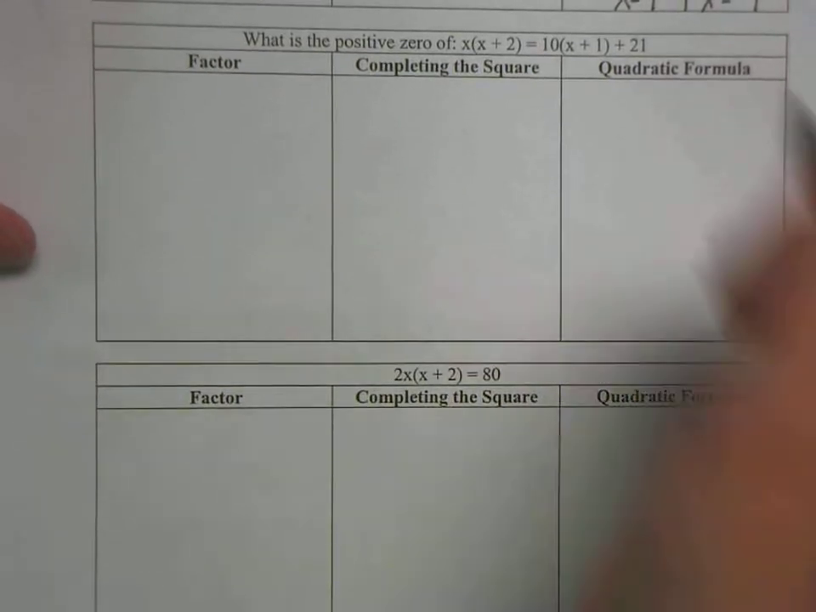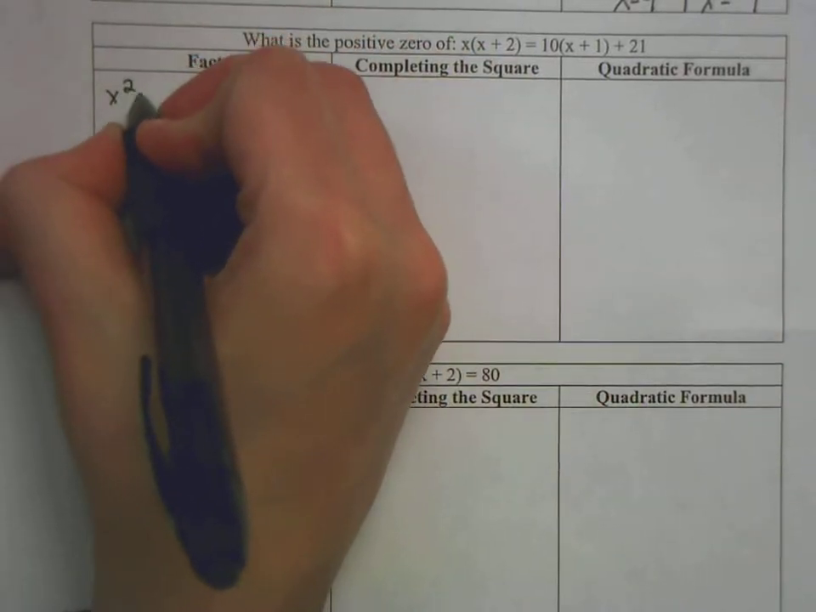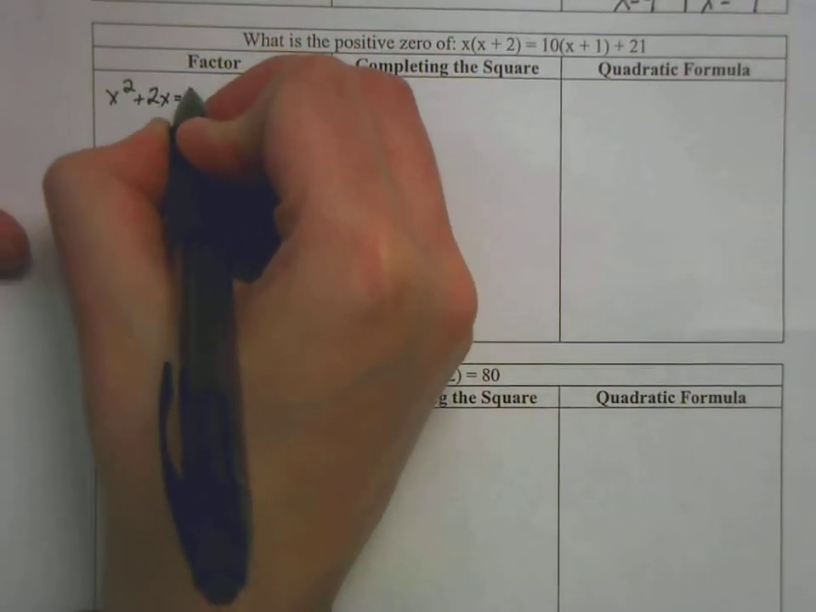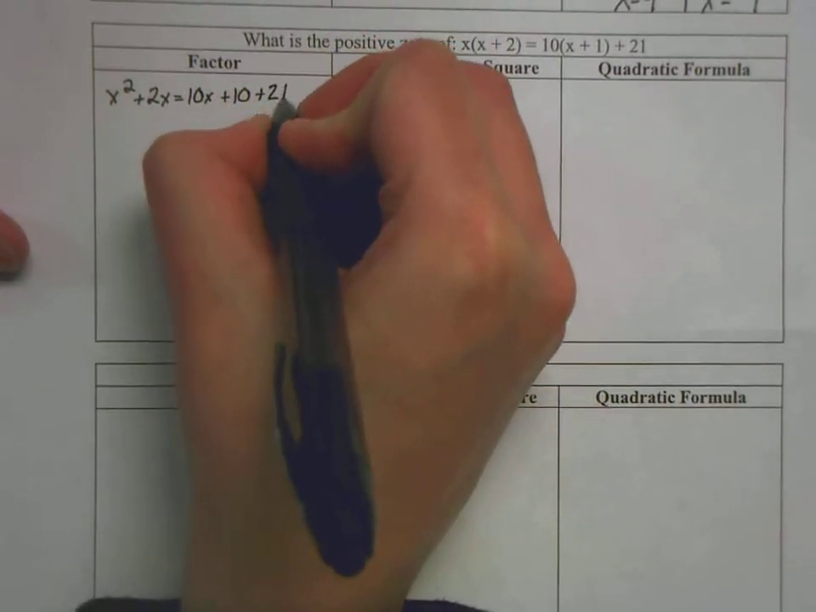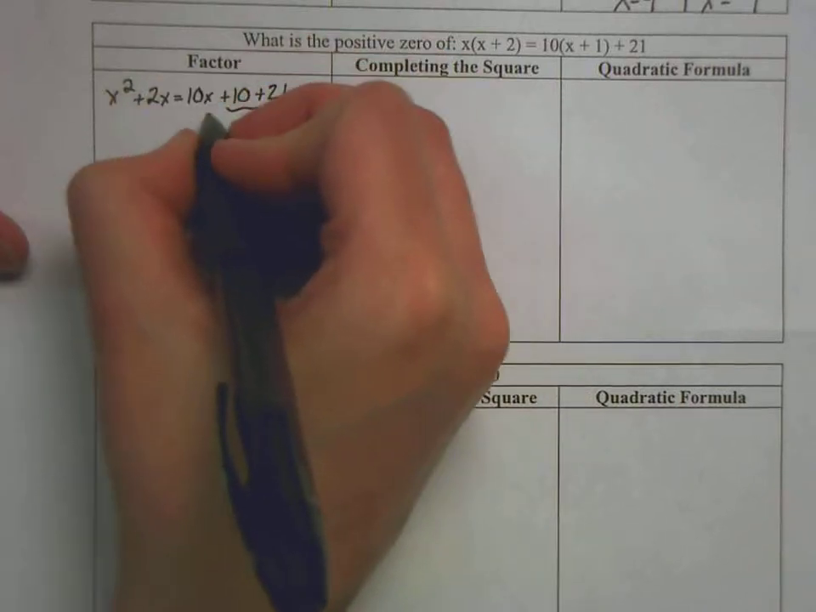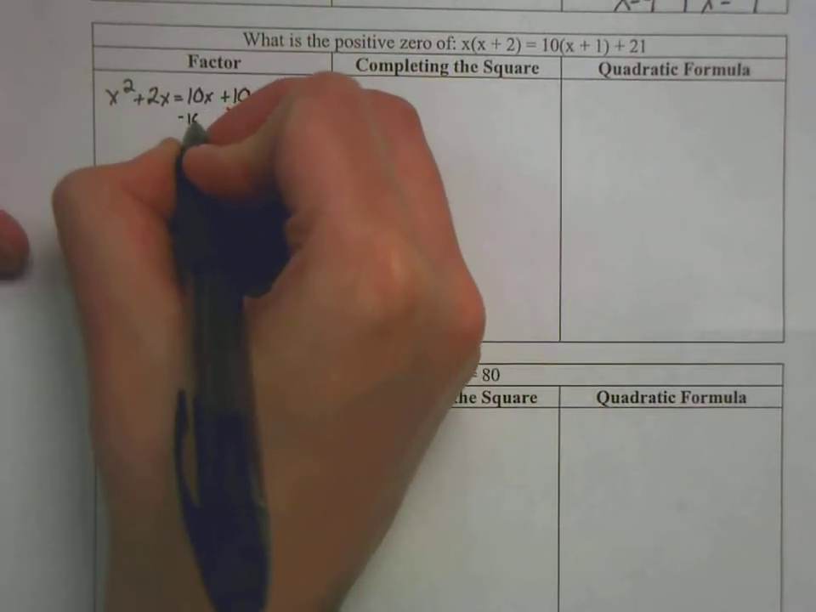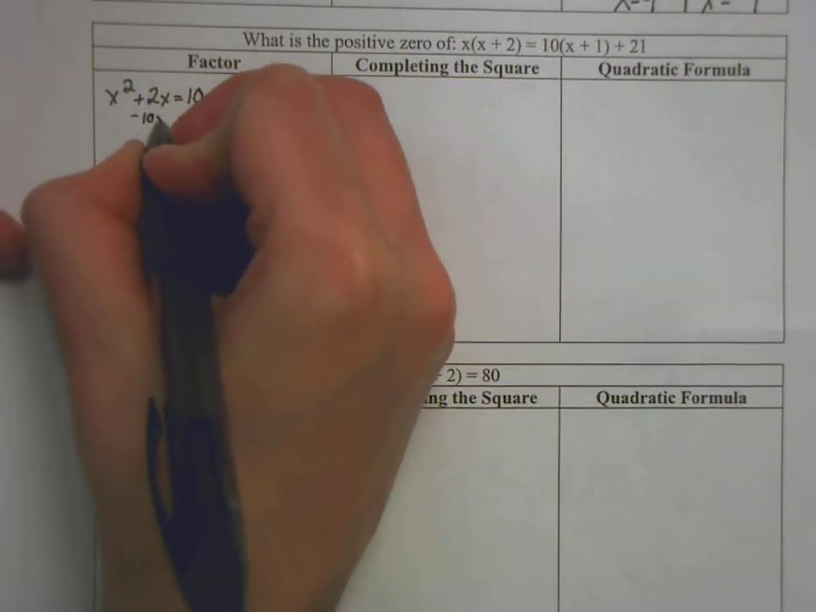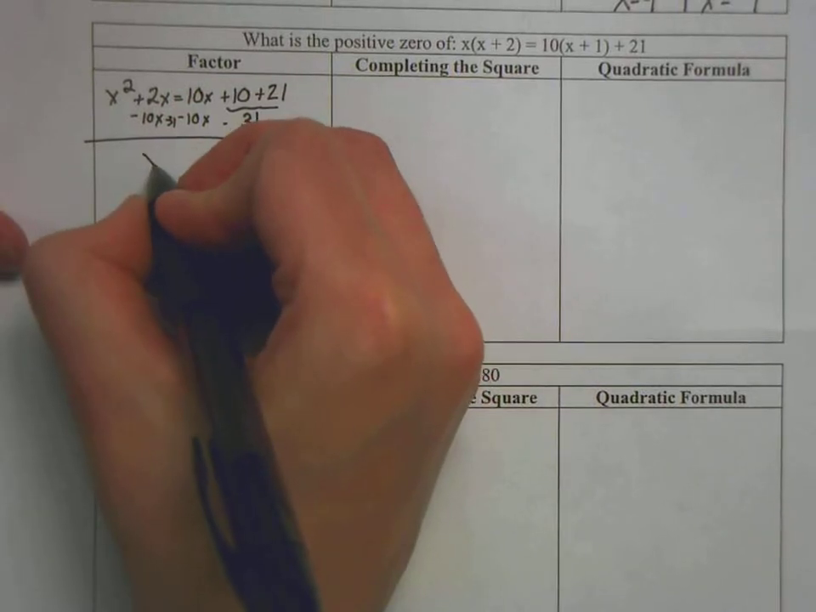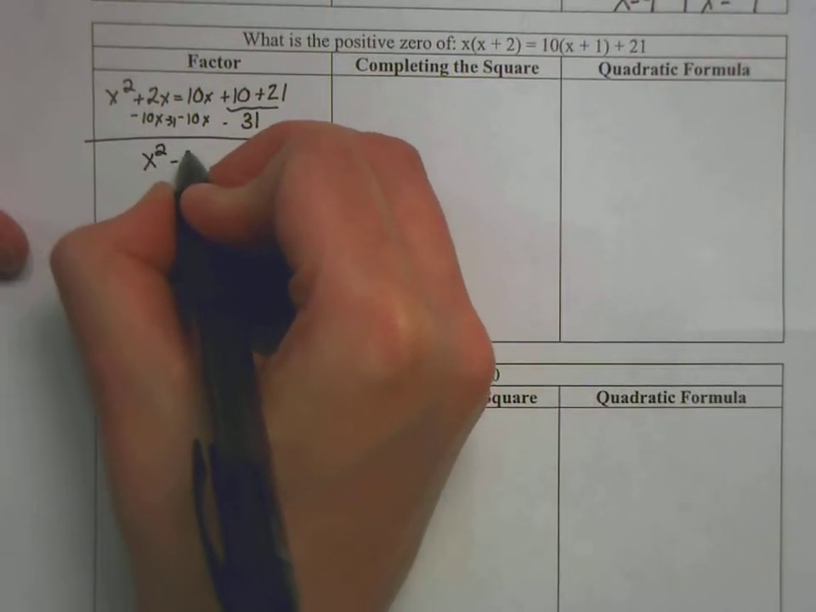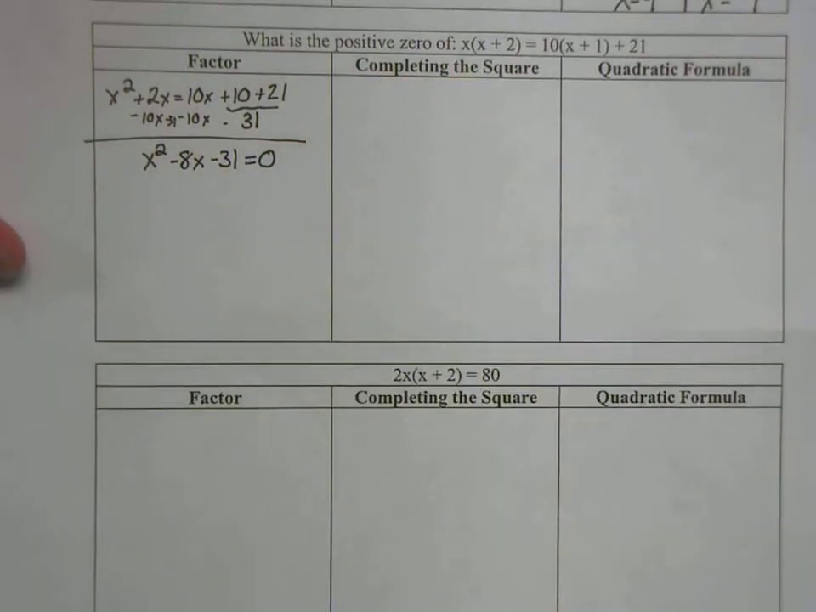Next one, you have to distribute again, start to create the quadratic equation. You get x squared plus 2x equals 10x plus 10 plus 21. You can combine these like terms and get 31. And then you're going to move these pieces over because to factor, it has to be equal to 0. So I'm going to subtract the 10x and subtract that 31. So my trinomial would look like x squared minus 8x minus 31 equals 0.